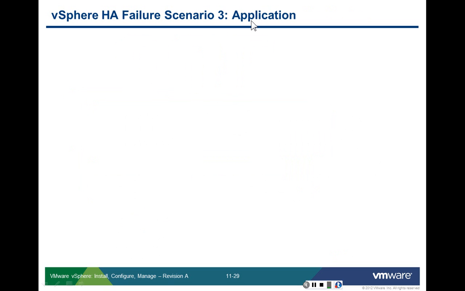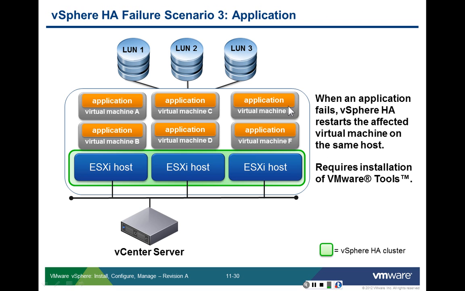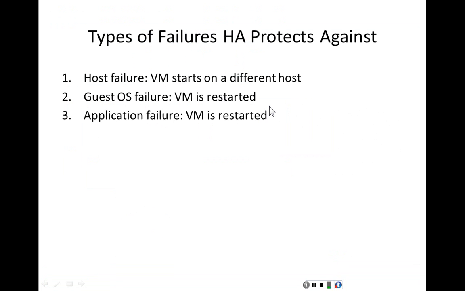And then in the third example, the application crashes. So what we have is an application running on a virtual machine. If the application crashes, high availability restarts the virtual machine, which reloads the virtual machine and reloads the application. High availability protects against 3 types of failures: a failure of an entire computer, a failure of an operating system in a virtual machine, or a failure of an application in an operating system in a virtual machine.